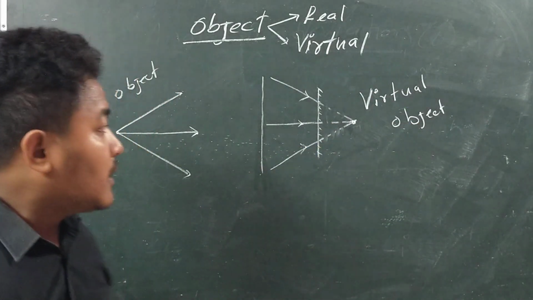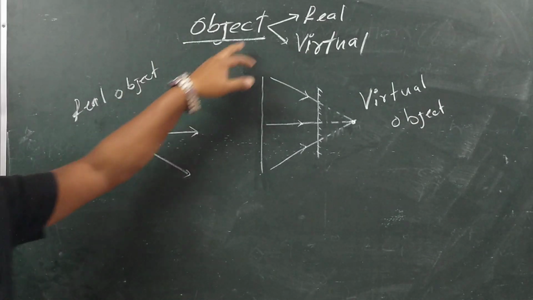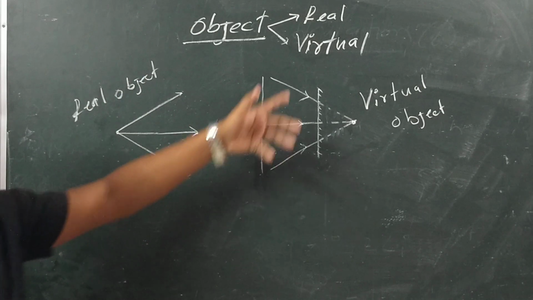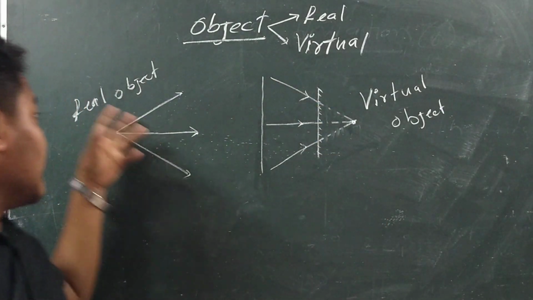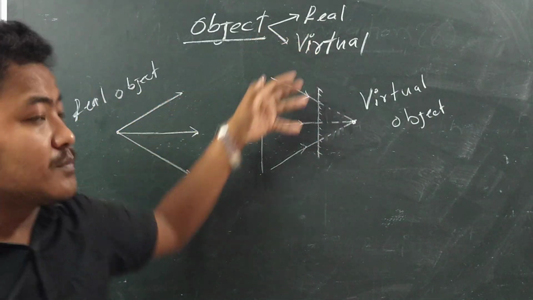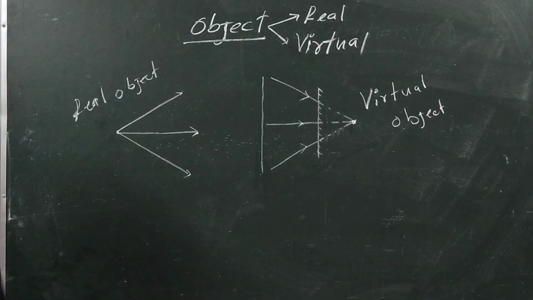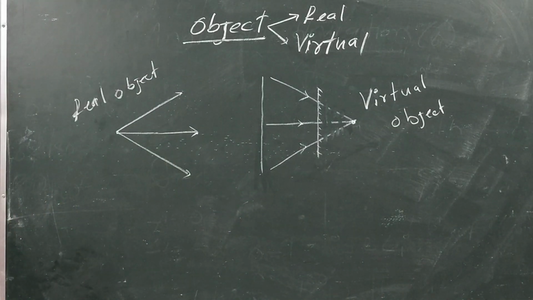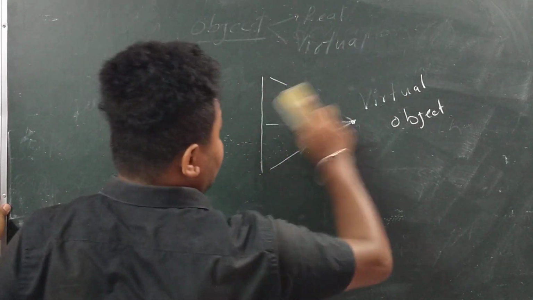Remember, in the presence of this particular mirror, this ray of light will appear to meet at the particular point. So we have come to know that objects will be of two types: real object and virtual object. A real object diverges and a virtual object converges. This type of situation we'll face and study in time. It will be more clear to you.